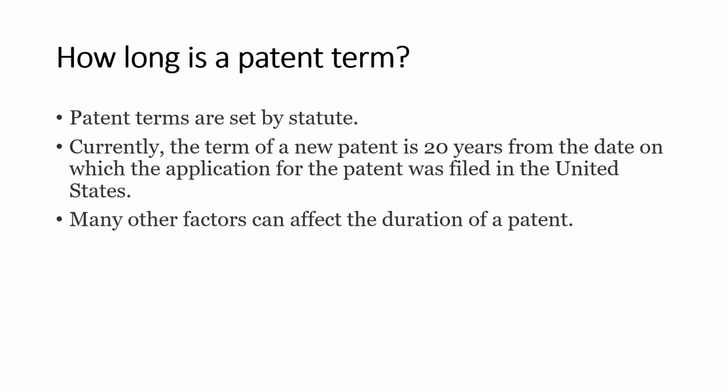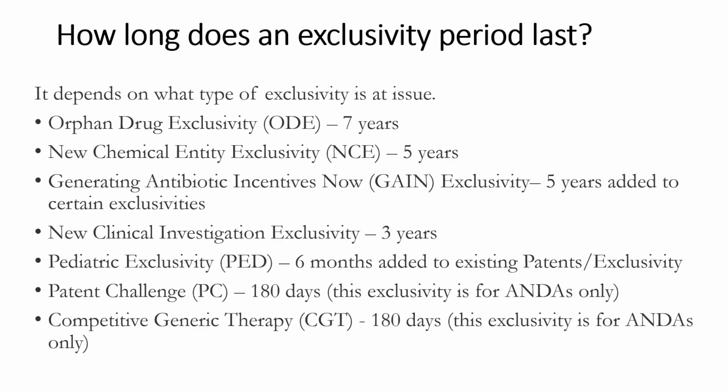Patent terms are set by the statute. Currently, the term of a new patent is 20 years from the date on which the application for the patent was filed in the United States. Many factors can affect the duration of a patent.